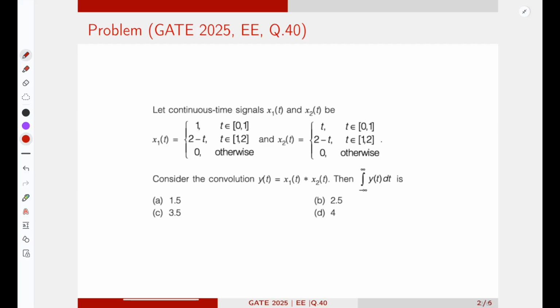So the question is like this: let the continuous time signals x1 of t and x2 of t be as given here. So there are two functions x1 of t and x2 of t defined over here. Consider the convolution y of t is equal to x1 of t convolution x2 of t, then integral minus infinity to infinity y of t dt is. So 4 options are given.